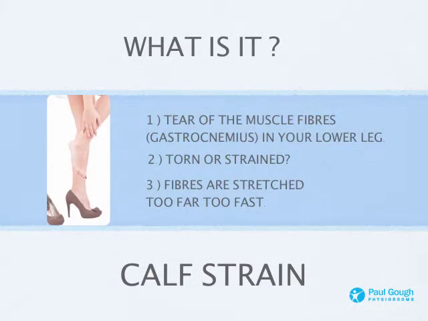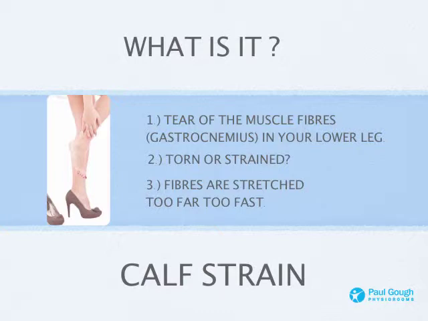So what is it? Well, basically it's a tear in one of the muscle fibers. Again, it's called the gastroc. We loosely call it the calf muscle area, but you might read that it's called the gastroc muscle, and it's in your lower leg, somewhere between your ankle and your knee. Is it torn or strained is a question that I get asked by my patients quite regularly. It doesn't matter. It's exactly the same thing. You only really need to worry about it if it snaps completely.